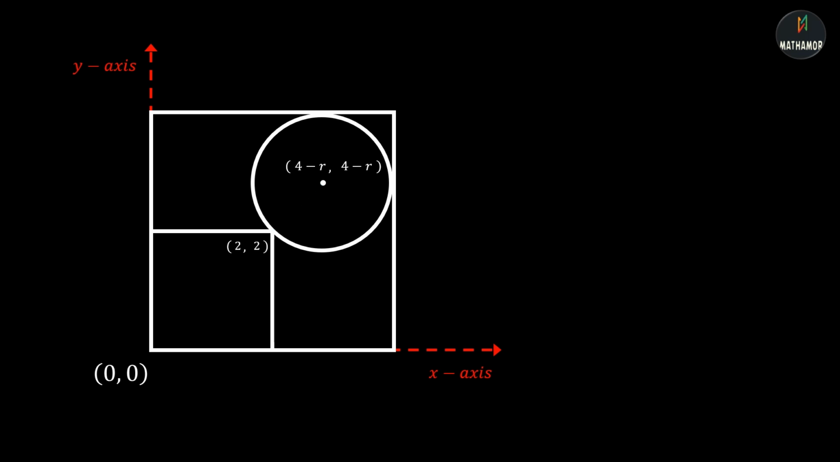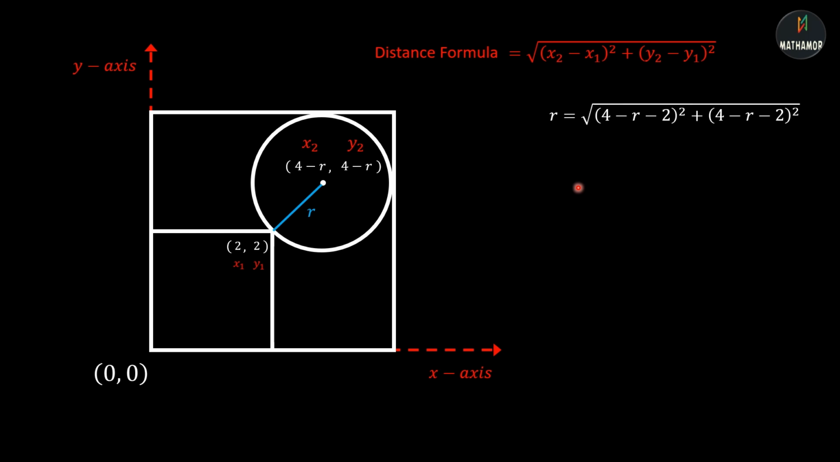Now we will be using the distance formula, that is the square root of (x2 minus x1) whole squared plus (y2 minus y1) whole squared, which is used to find the distance between two points in the Cartesian plane. Okay, so here it is x2 and y2, and now it is x1 and y1. And this is r. So let us do some calculations here. So r is equal to the square root of (4 minus r minus 2) whole squared plus (4 minus r minus 2) whole squared.